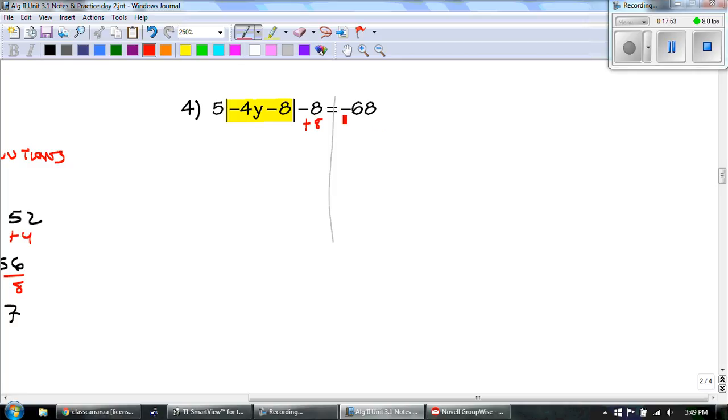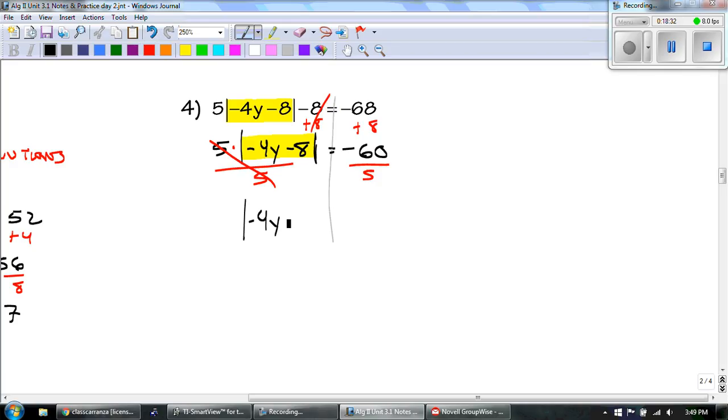Okay, so we have to add 8 to both sides. So then we have 5 times the absolute value of negative 4y minus 8 equals negative 60. You can't say anything yet. Absolute value is not by itself. So this is multiplication. I need to divide both sides. I'm sorry, that's not a negative 5, guys. It's a 5. So I'm dividing both sides by 5. And then we have the absolute value of negative 4y minus 8 equals negative 12.